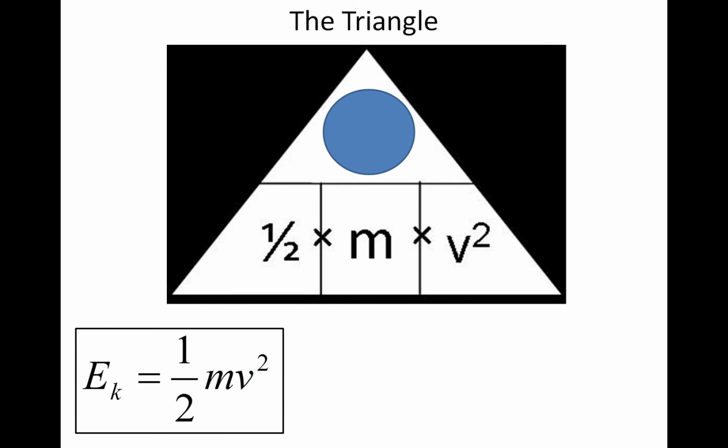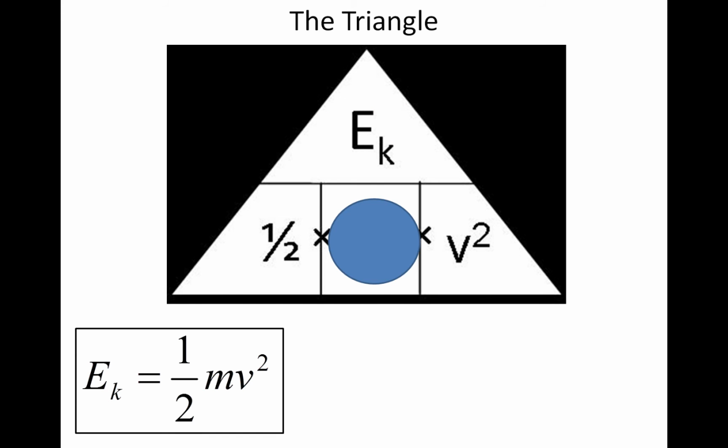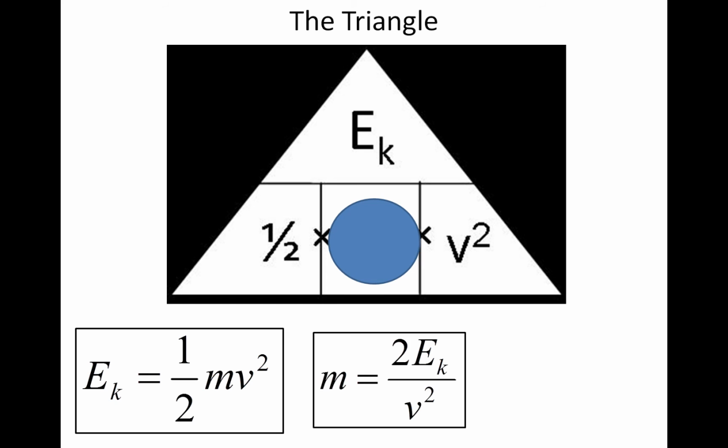If I want m, what I then do is I cover over the m, and I find that m must be equal to EK divided by a half and divided by v squared. Now any number divided by a half is the same as multiplying it by 2. So I end up with 2EK over v squared.